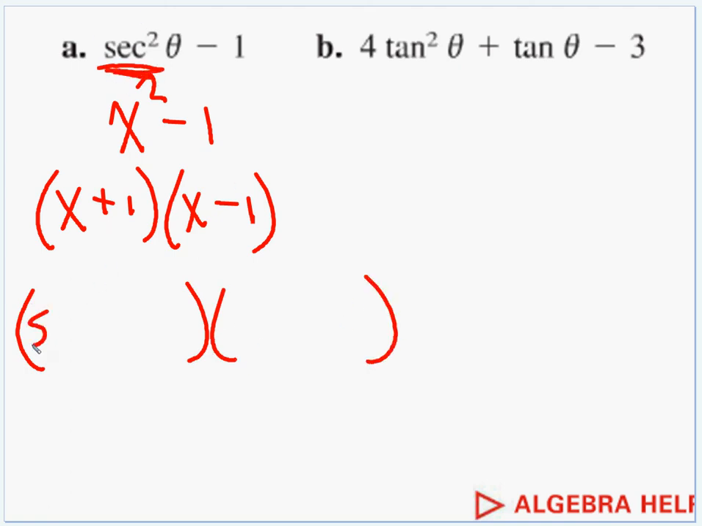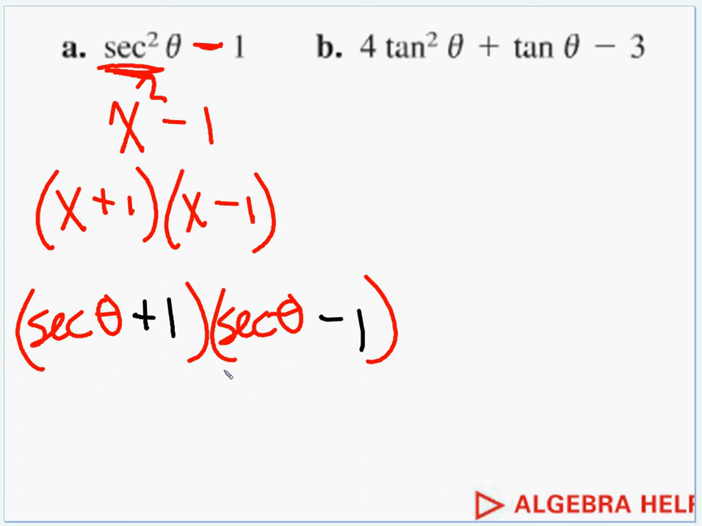The only way we're going to get that is a secant theta times another secant theta. So that'll give us our secant squared. And there's no middle term. And then we have a minus 1. So that has to come from a plus 1 times a minus 1. And we can't do much with it now, but we did factor it.